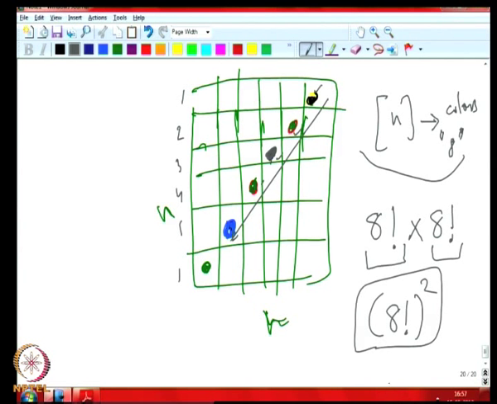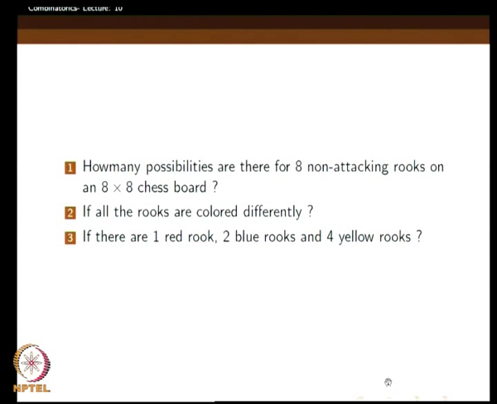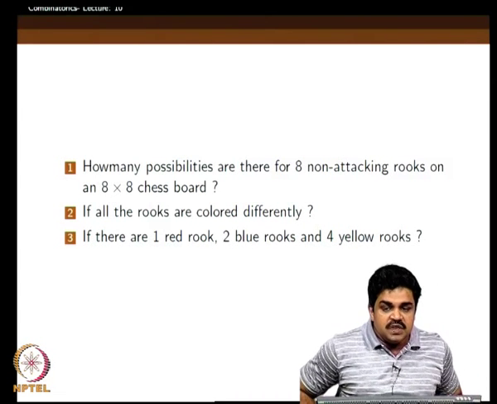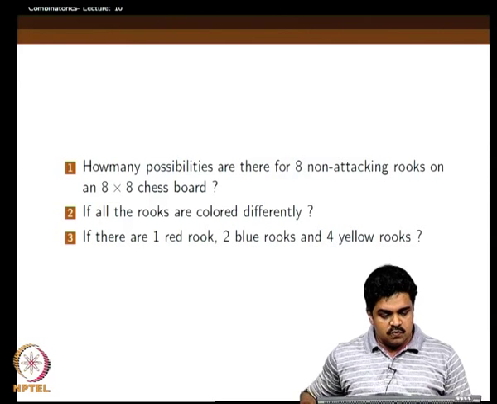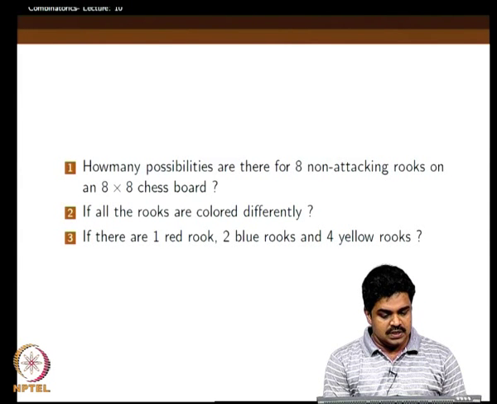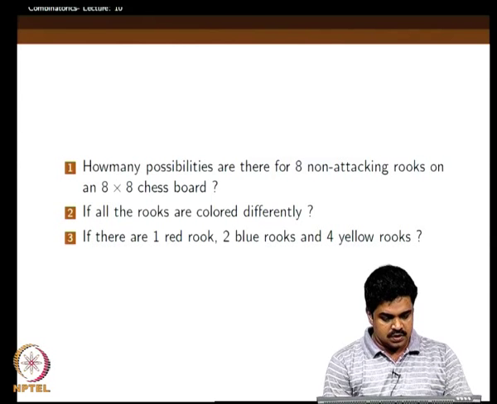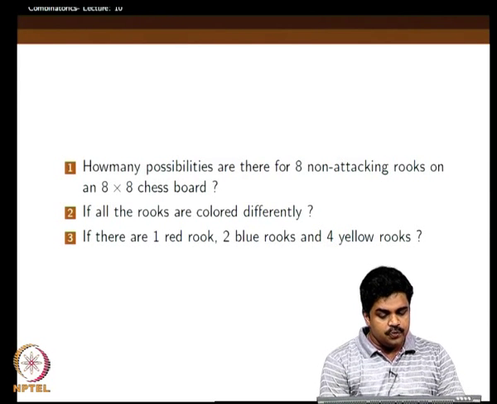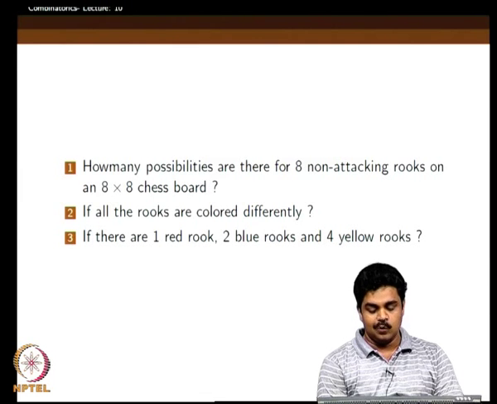Now, the next question makes it slightly more sophisticated. Initially we considered a situation where all the rooks were the same color, that is, indistinguishable. In the second question we considered the case where all the rooks were of different colors, which means any 2 rooks can be distinguished from each other. Now, we say there is 1 red rook, 2 blue rooks and 4 yellow rooks.